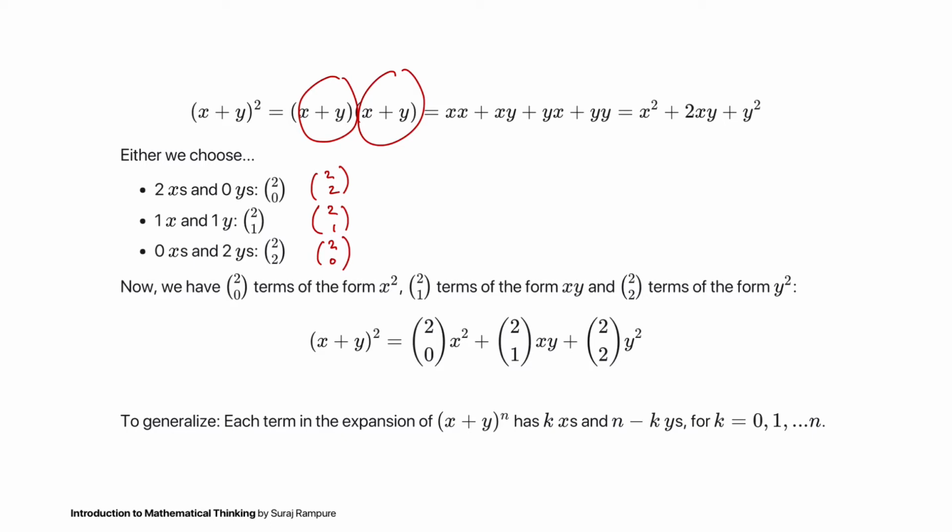Any questions with that? So it tells me I have 2 choose 0 terms of the form x squared, 2 choose 1 terms of the form x times y, and 2 choose 2 terms of the form y squared. Right? And so I can rewrite the expansion as 2 choose 0 times x squared plus 2 choose 1 times xy plus 2 choose 2 times y squared. And this happens to be the exact same as what we saw above, right? 2 choose 0 is 1, 2 choose 1 is 2, and 2 choose 2 is 1.